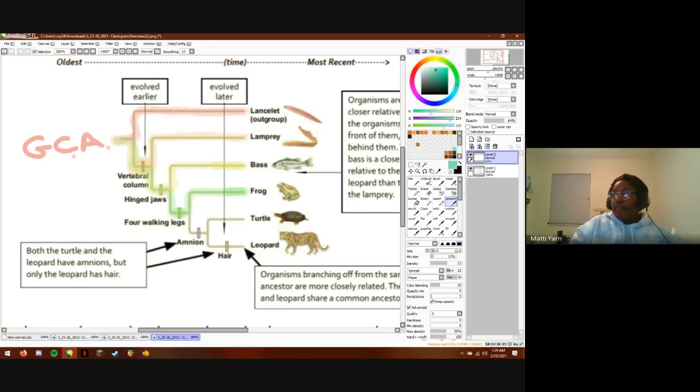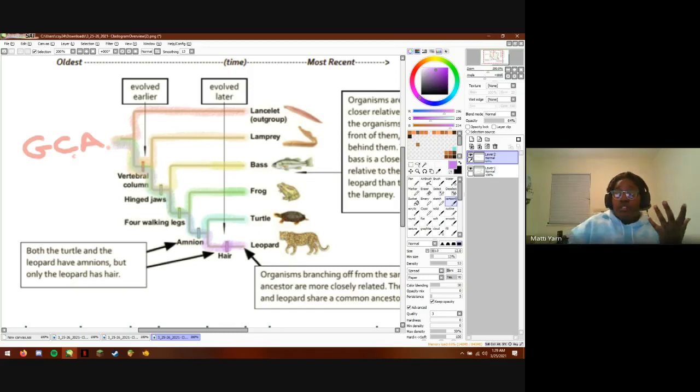All right, hit that light blue for the turtle. We did the turtle already, but again, amnion, 4 walking legs, hinged jaws, vertebral column, greatest common ancestor. You should start to see a trend here, right? And then last but not least, the very cool leopard has hair, very special. The only one on there has hair. And then it has, of course, the amnion, the 4 walking legs, the hinged jaws, the vertebral column, all the way back to the greatest common ancestor.